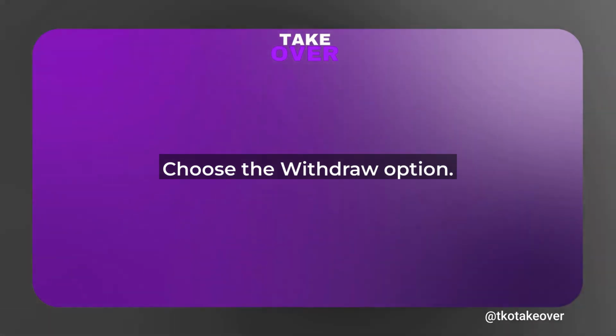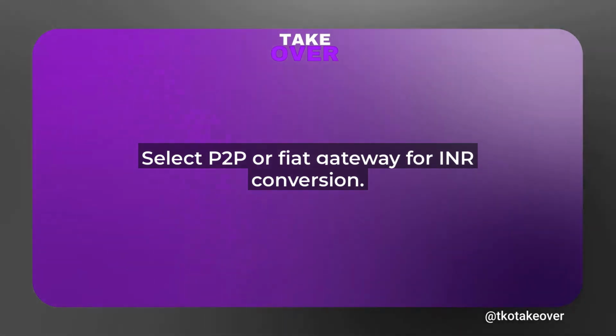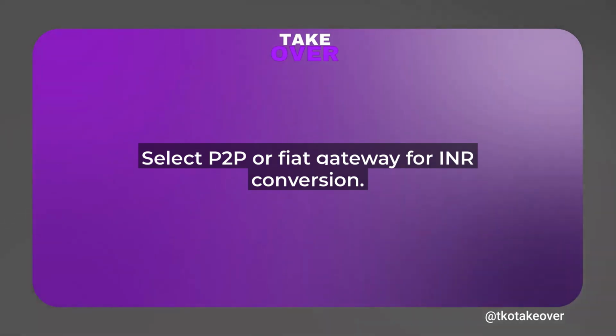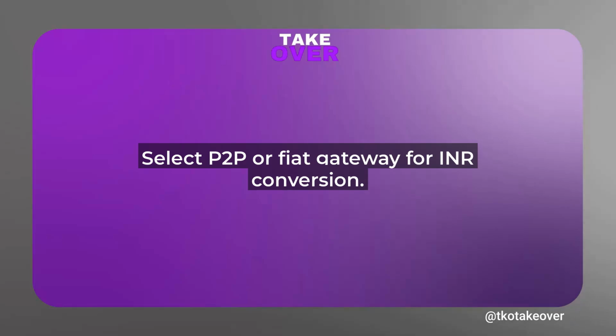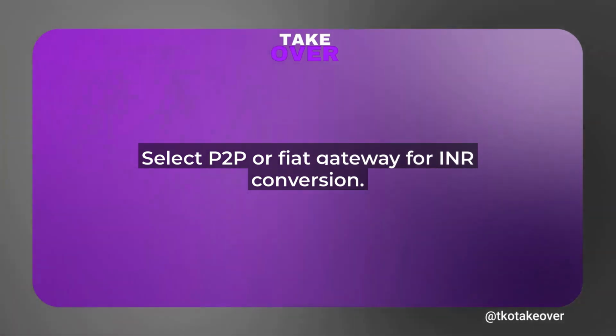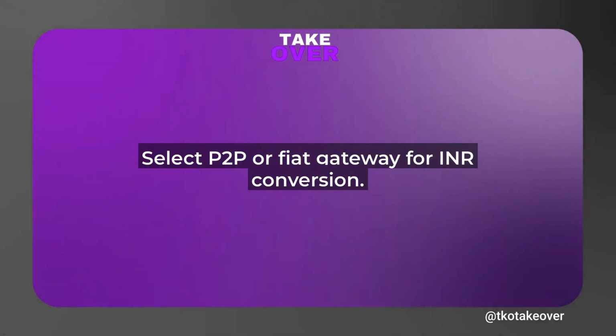You'll see options for withdrawal methods. For INR, choose the P2P trading section or a fiat gateway partner like those integrated with Indian banks. Select Withdraw to Fiat, and then pick INR as your currency. Enter the amount of USDT you want to withdraw. Remember, there might be conversion rates and fees, so check the estimated INR amount first.